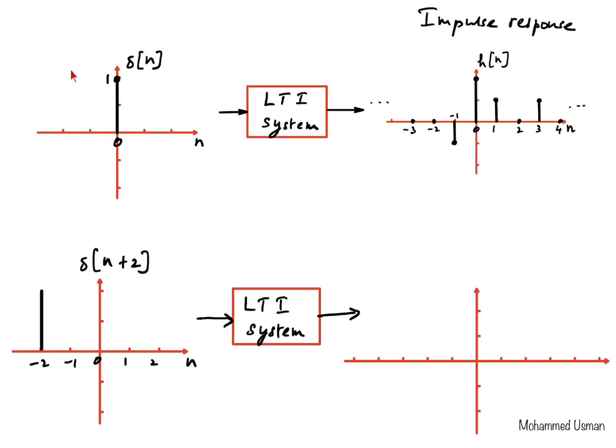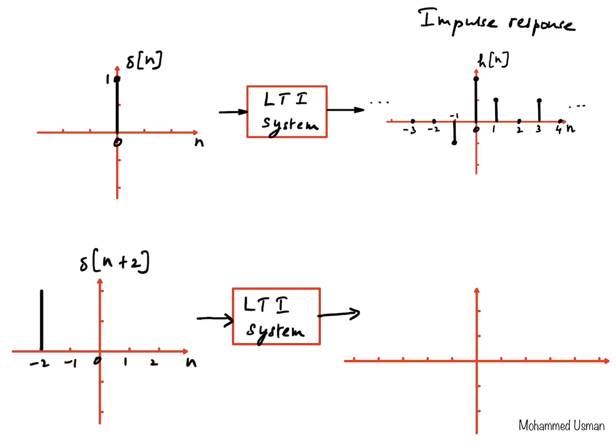That means the unit impulse signal that we have on top here has been shifted to the left by 2 samples. So it is delta of n plus 2. That means the impulse is present at n equal to -2. And if this is given as input to the system, then what will be the corresponding output? When the input is delta of n, we get h of n. When the input is delta of n plus 2, that is delta of n shifted to the left by 2, the output that we get will also be h of n shifted to the left by 2 sample units.